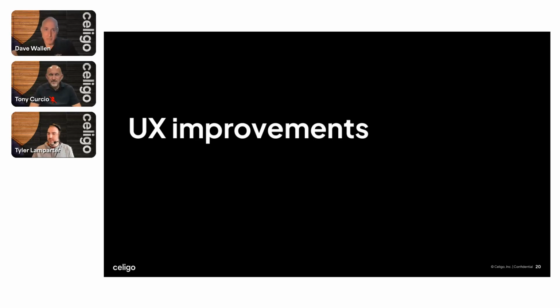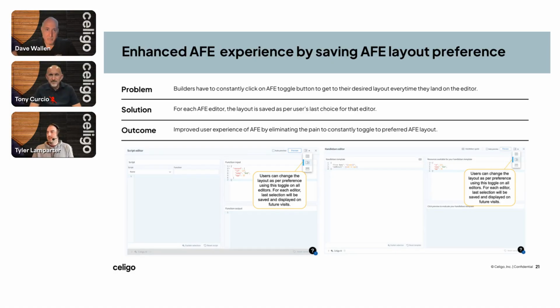Cool. And then lastly are some UX improvements. I'm sure a lot of you, while you're building, are familiar with our script layouts and AIF layouts. Whenever you're building handlebar expressions, or building your relative URL or your HTTP request body, or maybe you've got complex handlebars within the mappings that you're doing to get the first name out of a full name or whatever it is, any AIF layout and any script layout will now save your preference of layout.